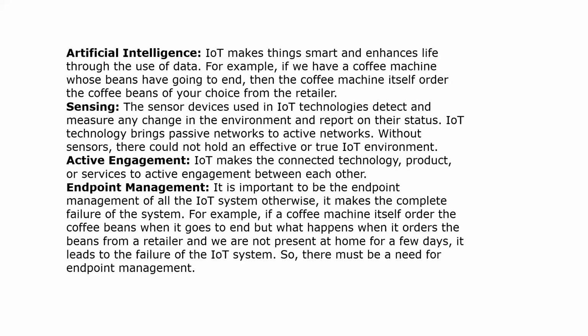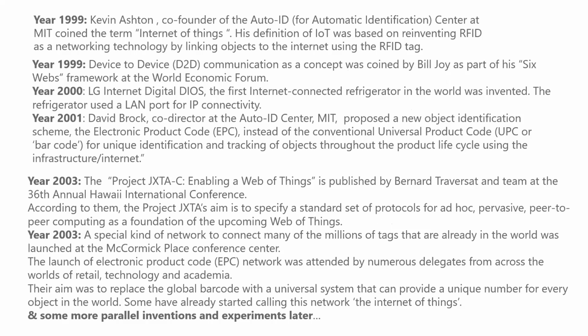For example, suppose a coffee machine itself orders coffee beans when they run out. But what happens when it orders the beans from the retailer when we are not present at home? So the amount of intelligence you are going to add to such a system becomes very important. When to do which things depends on the software you are going to add to it.